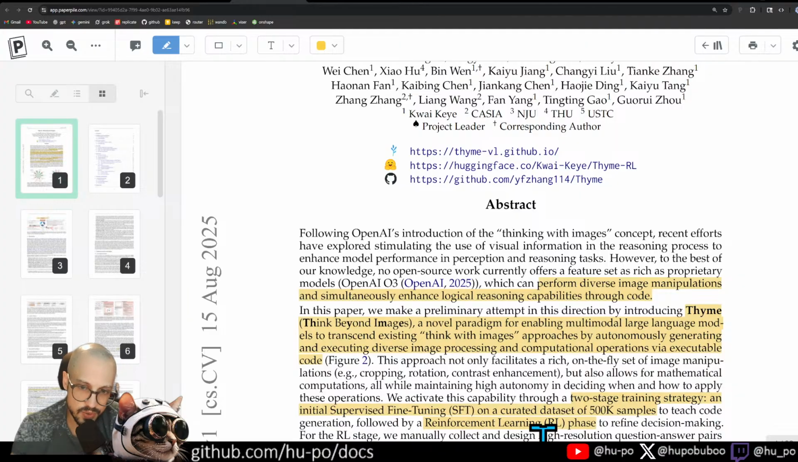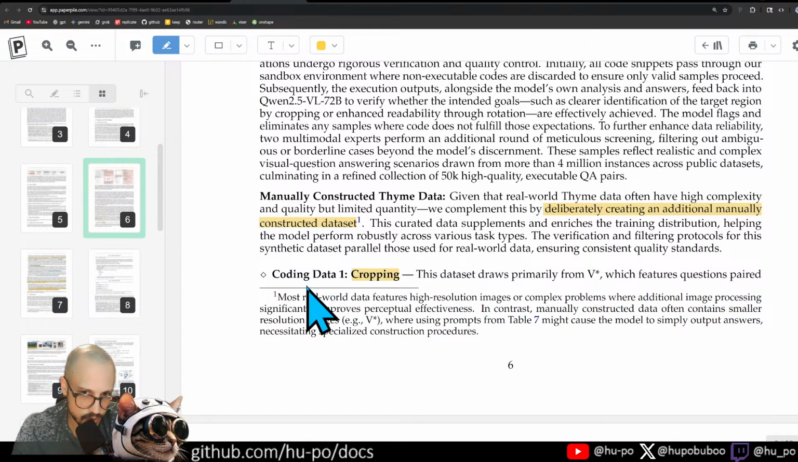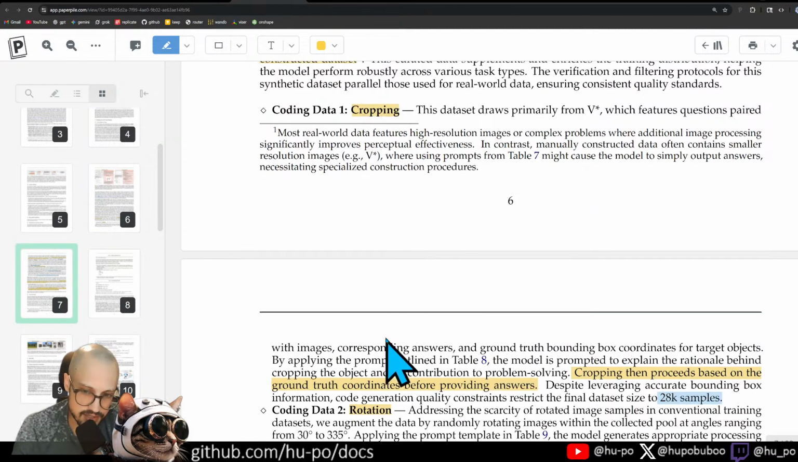So in order to do this type of visual reasoning, there really isn't a data set to do that, right? So how are you going to do that? Well, you're going to effectively synthetically create that data. You're going to manually construct this data. You're going to deliberately create a constructed data set that basically does this cropping.